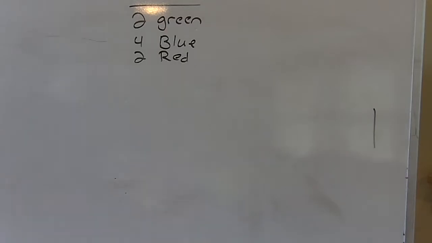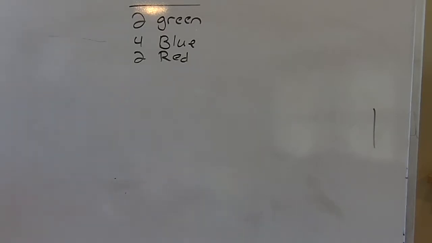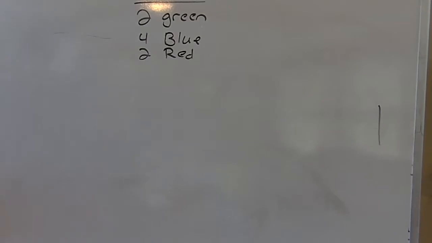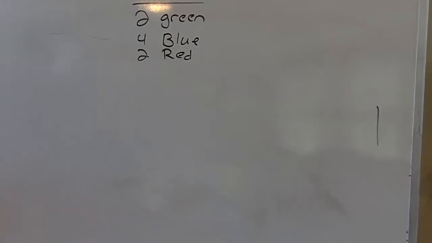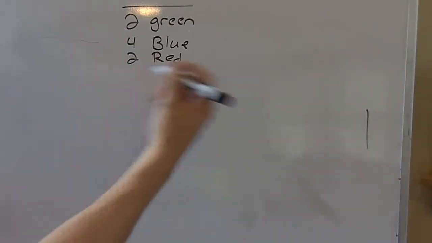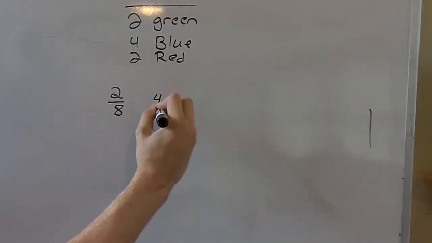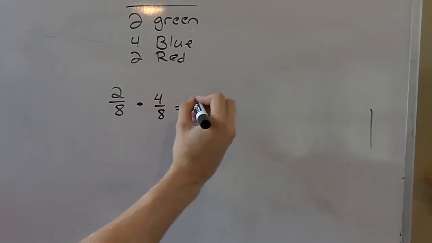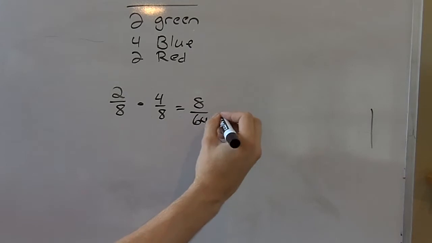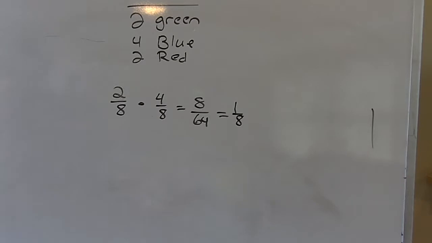In the previous video, we talked about independent events. So we used the example of a bag with 8 marbles in it, 2 green, 4 blue, and 2 red. And I wanted to know what was the probability of pulling a green and a blue marble. Not a green, then a blue, but a green and a blue. Okay? So what we said was you would find the probability of the green, find the probability of the blue, and then you would multiply them together, and you would get 8 out of 64. Or a 1 in 8 chance.